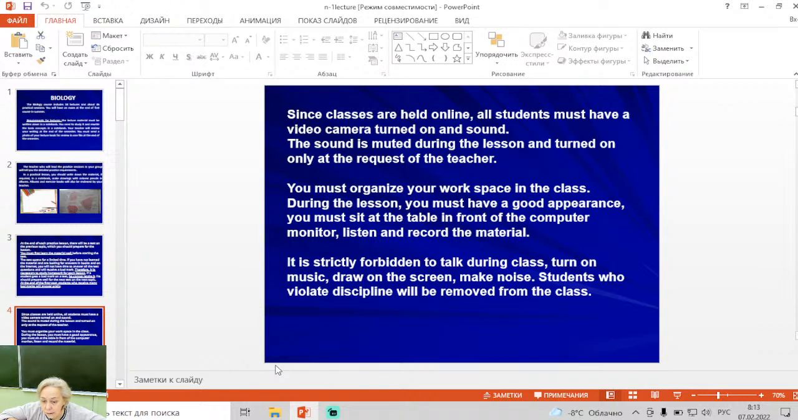Since classes are held online, all students must have a video camera and sound. The sound is muted during the lesson and turned on only at the request of the teacher. You must organize your workspace in the class. During the lesson, you must have a good appearance. You must sit at the table in front of the computer monitor, listen and record the material.